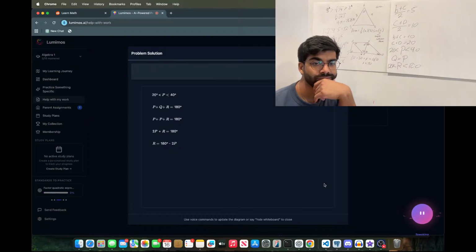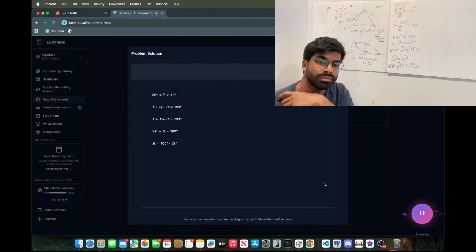Okay, fresh start. So your logic is perfect. When P and Q are both at their smallest, that's 40 degrees total. And when they're both at their largest, that's 80 degrees total. Now here's the key question. When P and Q together equal 40 degrees, what's left for R? And when they equal 80 degrees, what's left for R?